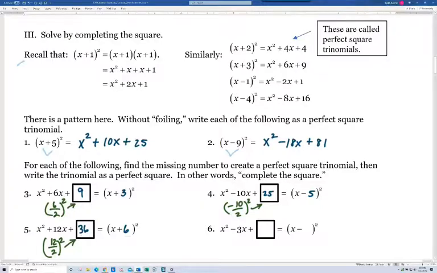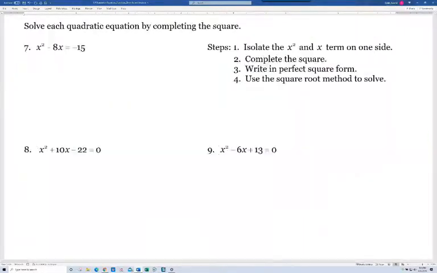And so one more time, we've got to take half of negative 3 on number 6 and square that. Well, negative 3 halves times negative 3 halves, we're going to get positive 9 over 4 when we multiply across. And so that's what we're going to add there. And so remember, it's half of this middle term that goes in the parentheses, and that would be negative 3 halves. All right, so now we're ready to solve some quadratic equations by completing the square.